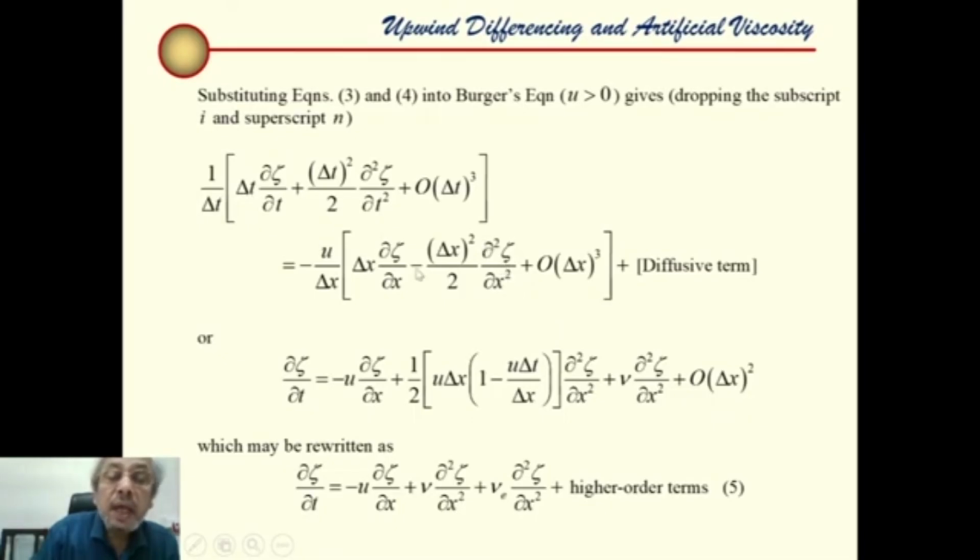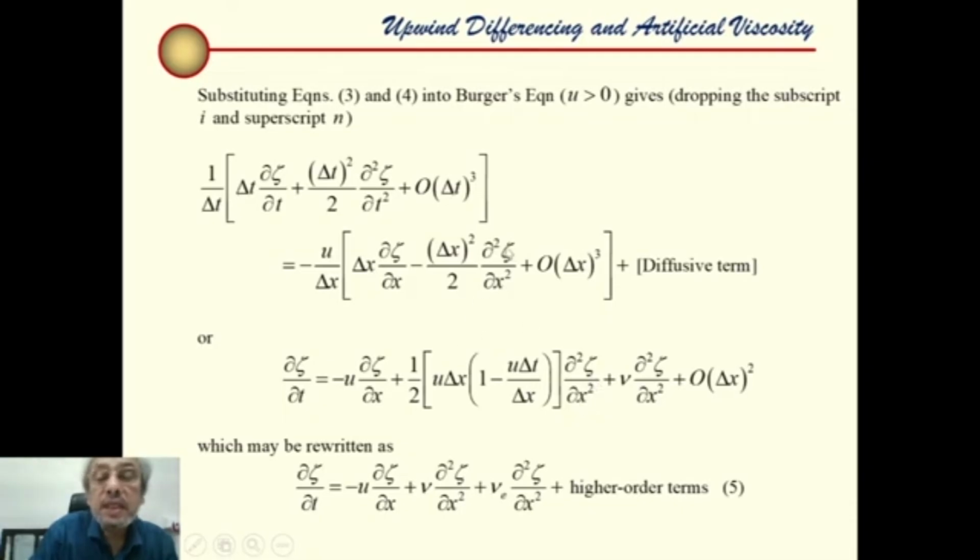Now apparently, after constructing this term, that means after multiplication, the first term is producing u ∂ζ/∂x, but in the second term, you can see 1 by Δx will cancel out, Δx (1 minus uΔt/Δx) ∂²ζ/∂x².